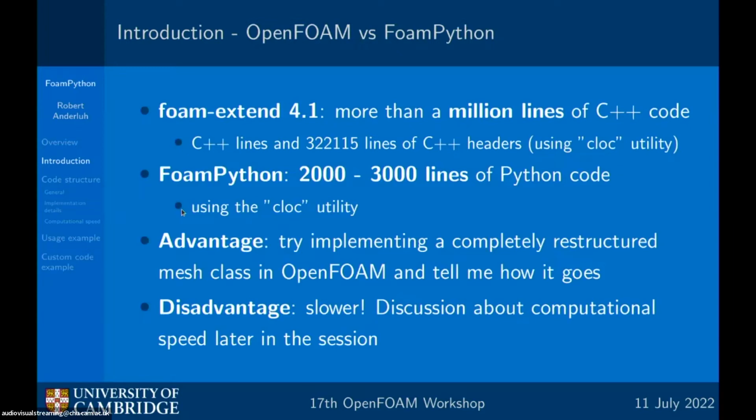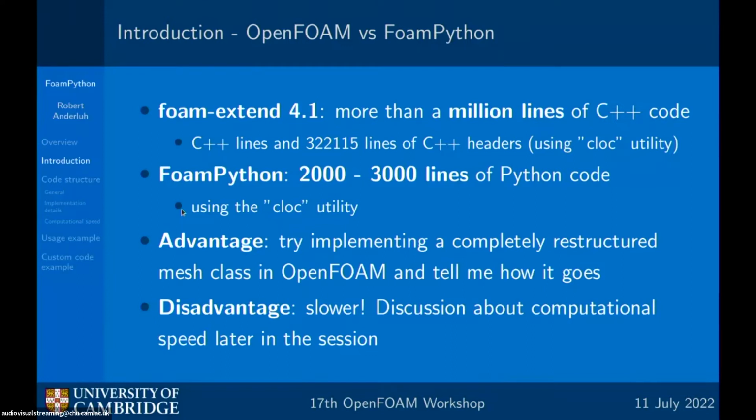So pure C++ code has more than 1 million lines. In the case of my code, it has about 2,000 or 3,000 lines of Python code, excluding comments, scripts and so on. As I said, if you want to do something fundamentally different, like restructure the FV mesh class, or maybe restructure some linear algebra solvers and so on, it could be a bit easier to do in Foam Python because there is simply less dependence on higher level code when you're talking about the lower level code, such as mesh storage and so on.